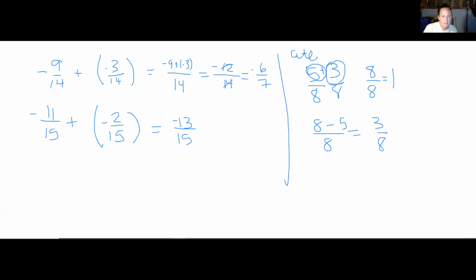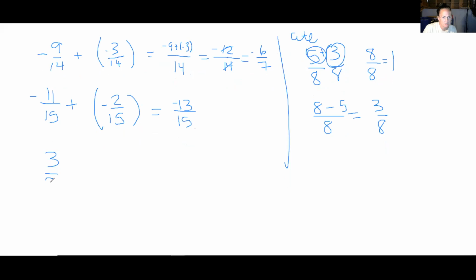24. What is the value of each expression in simplest form? So we have 3/5 minus 1/5. We have a common denominator, so we keep the denominator. We say 3 minus 1 is 2, so 2/5.